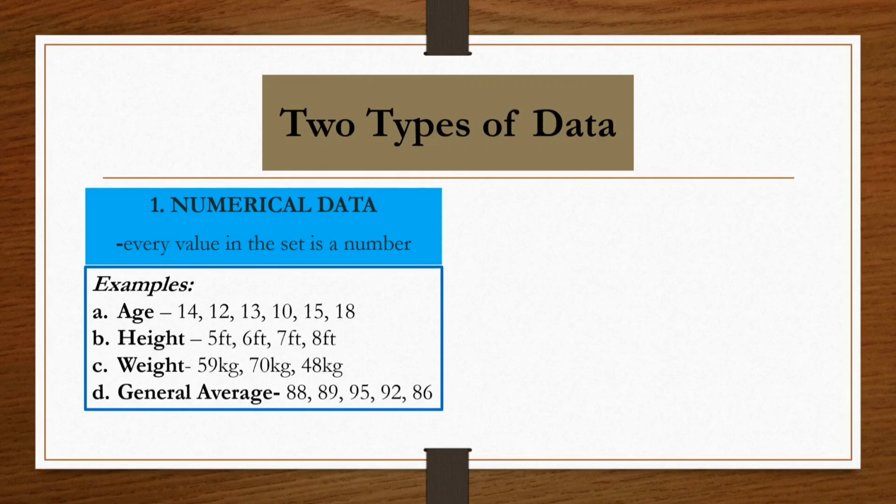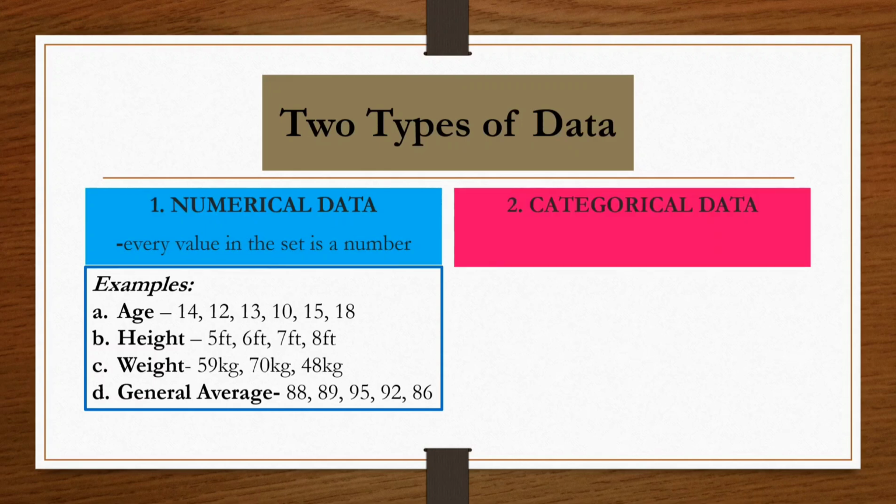The last example is general average. So if I ask you what is your general average for the fourth quarter or for the third quarter, your answer could be 88, 89, 95, 92, or 86, or any number or any constant number.